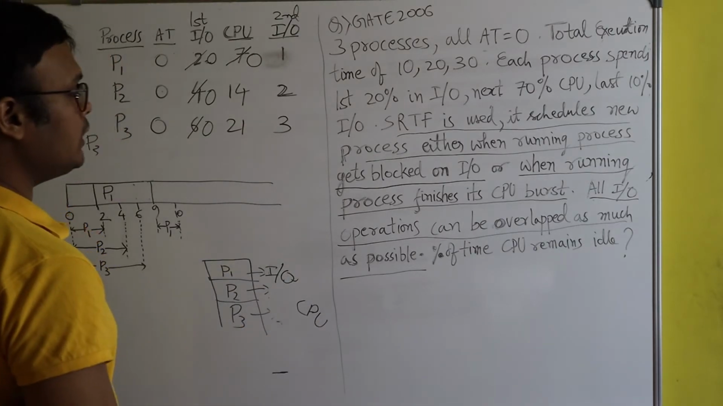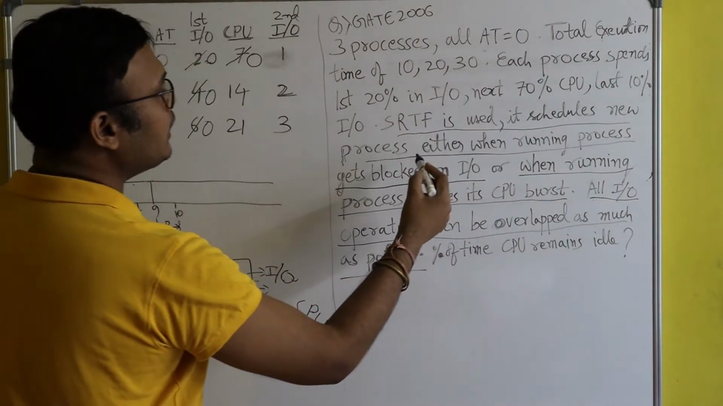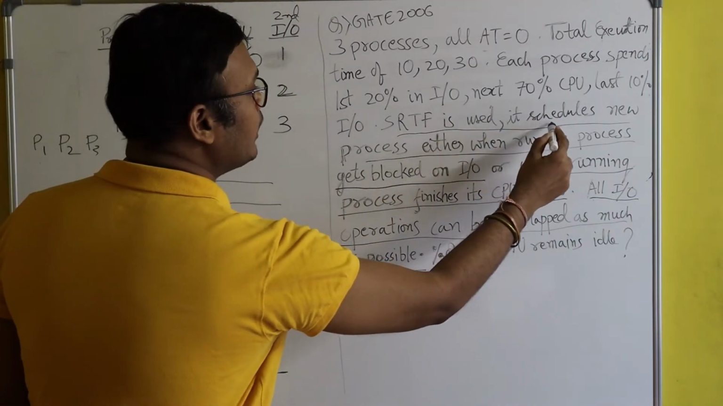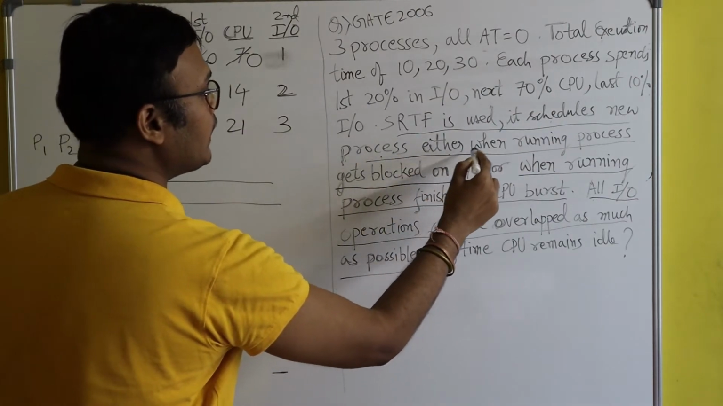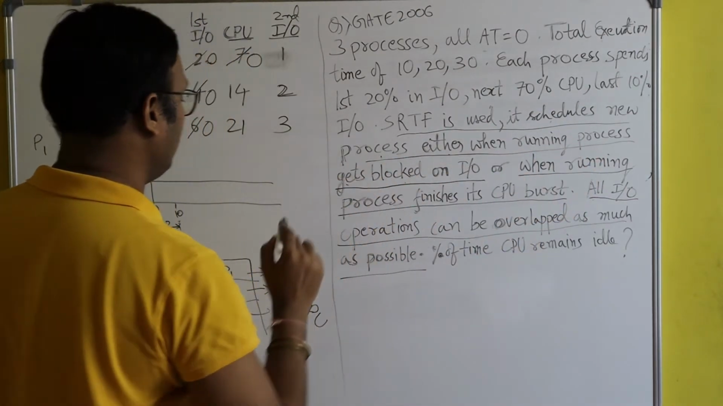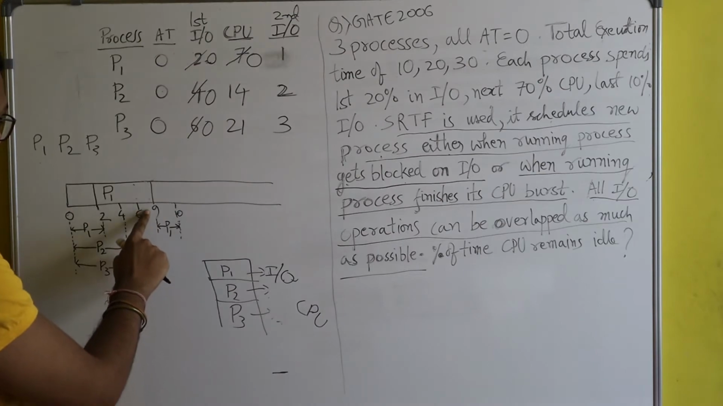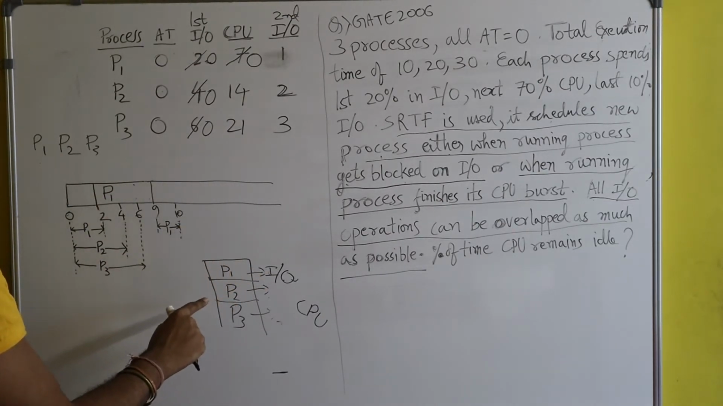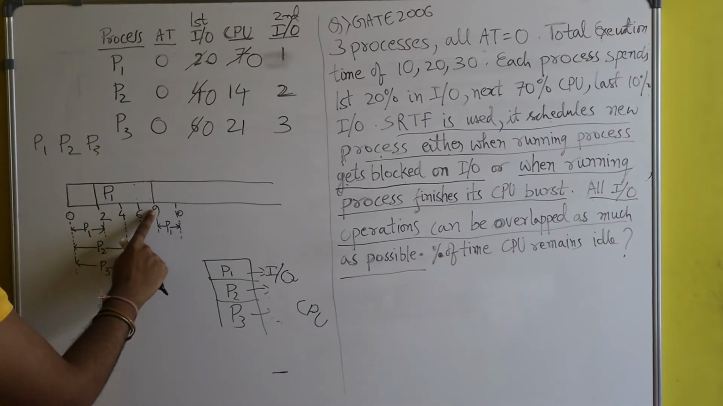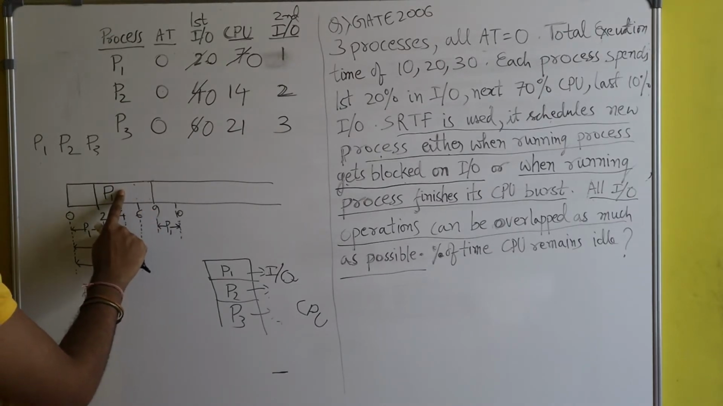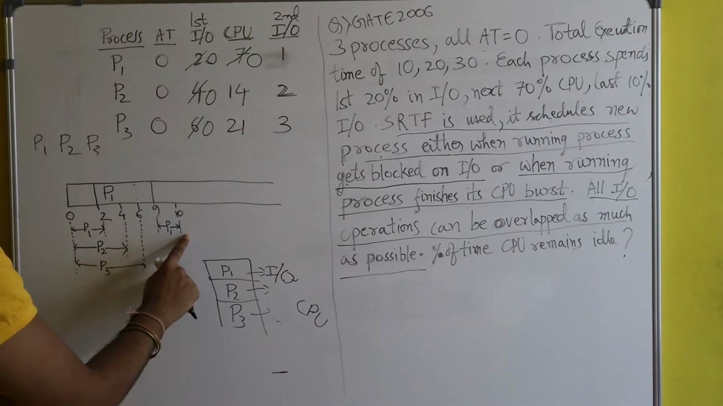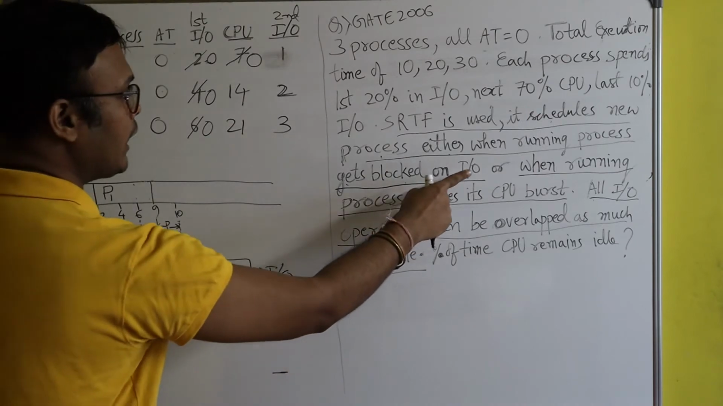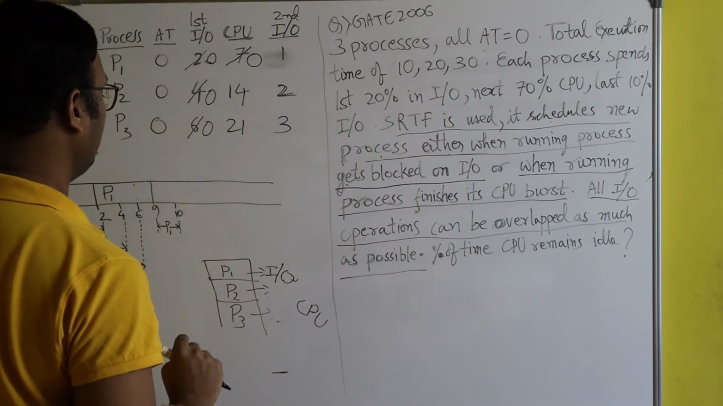And also one thing you see, in the question it is clearly written that SRTF schedules a new process either when the running process gets blocked. So you see, here the running process gets blocked. It means now SRTF will schedule a new process. Here at 9 second the running process is P1. P1 got blocked. So now the SRTF algorithm will schedule a new process as it is clearly written in the question.